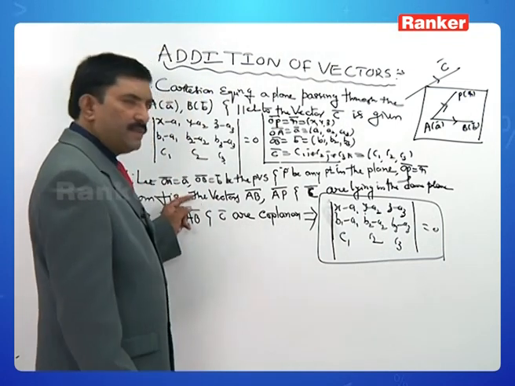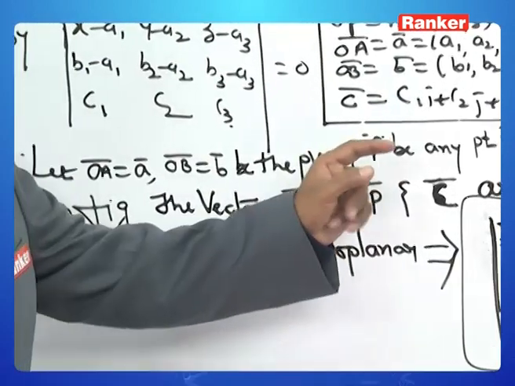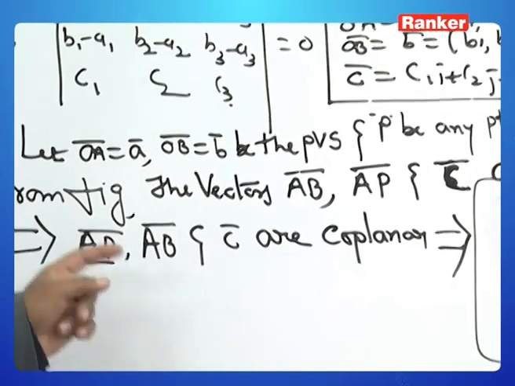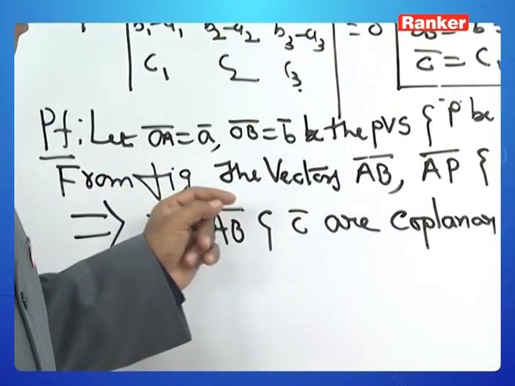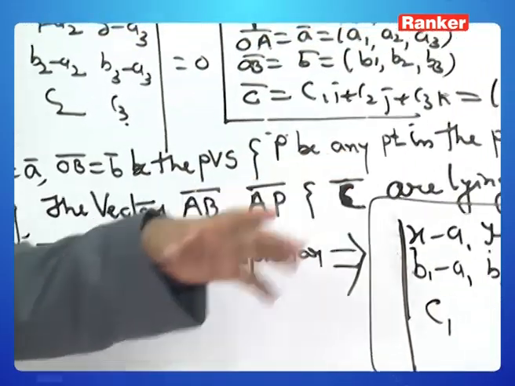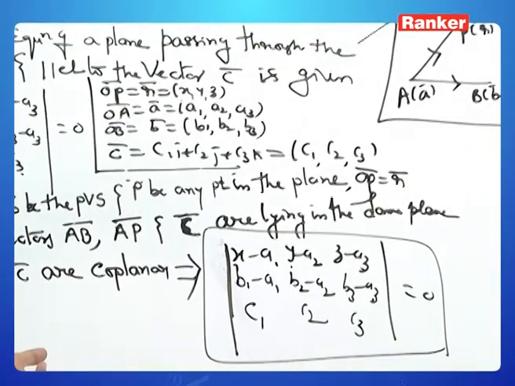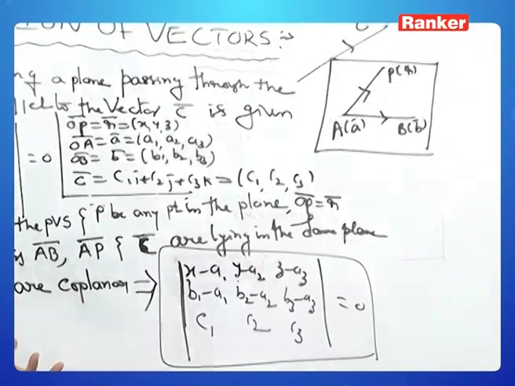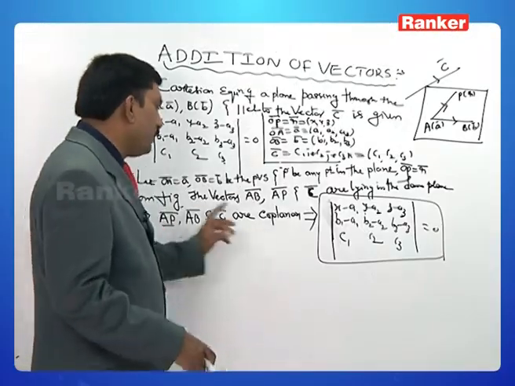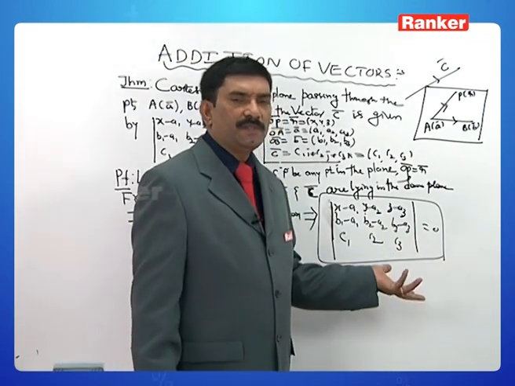Now let OA bar is equal to A bar, OB bar is equal to B bar, be the position vectors, and P be any point in the plane, OP bar is equal to R bar. And so from figure, the vectors AB bar, AP bar and C bar are lying in the same plane. For vector equation, one vector can be expressed as linear combination of remaining vectors. For Cartesian equation, they are coplanar. Coplanar means box of AP bar, AB bar, C bar is equal to 0.